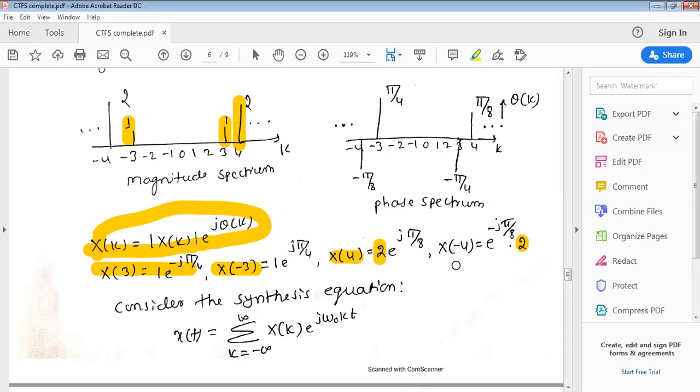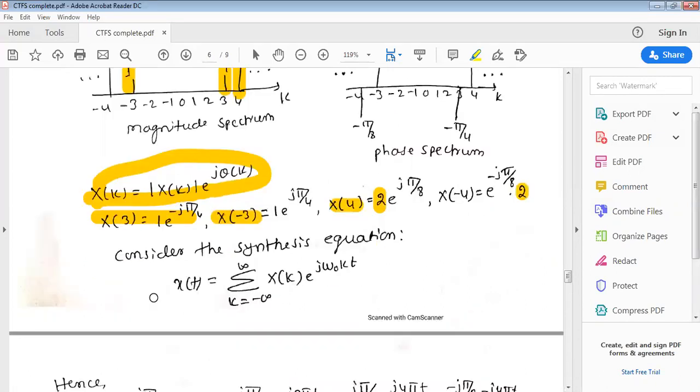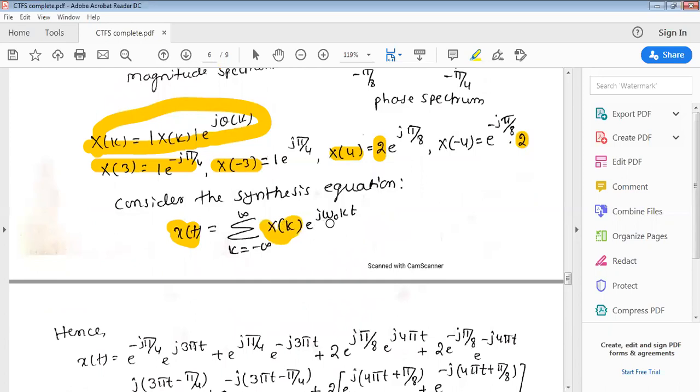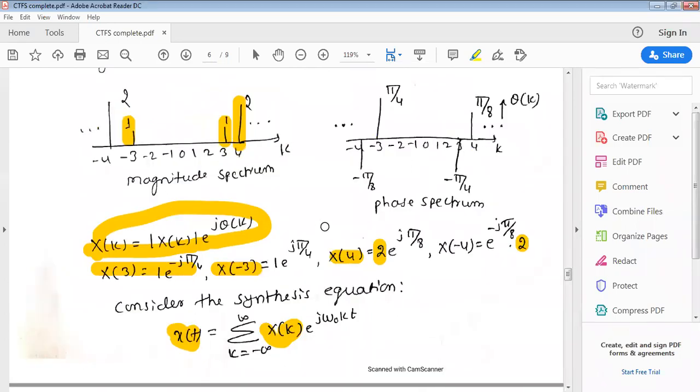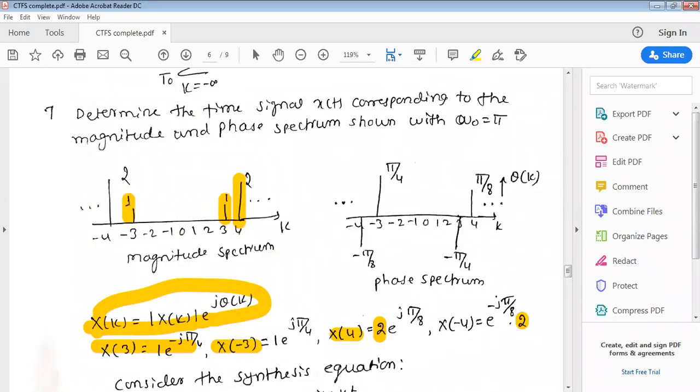Now consider the synthesis equation. I want finally x of t, but whatever I have is x of k. So x of t is equal to the sum of x of k into e power j omega naught kt. Look at the problem. In the problem, I have been given omega naught equal to pi. If they don't give the omega naught value, you can assume a finite value and write it in the equation, but they will usually give the omega naught value. If they don't give it, you assume a value like 1, 2, pi, or pi by 2, something like that.